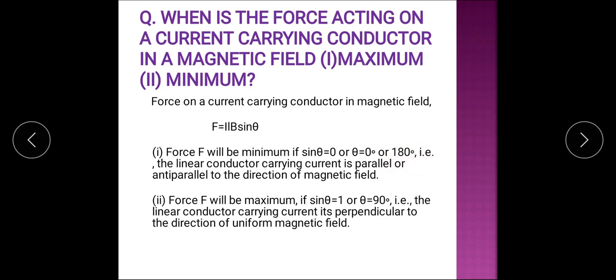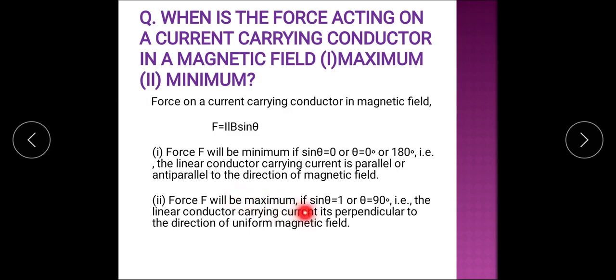That means when the linear conductor which is carrying current is parallel or anti-parallel to the direction of magnetic field, then the force acting on the current carrying conductor will be minimum, that is 0. When it is in parallel or anti-parallel direction with the magnetic field, then it will experience no force. Right, students? Force will be minimum, that is 0.